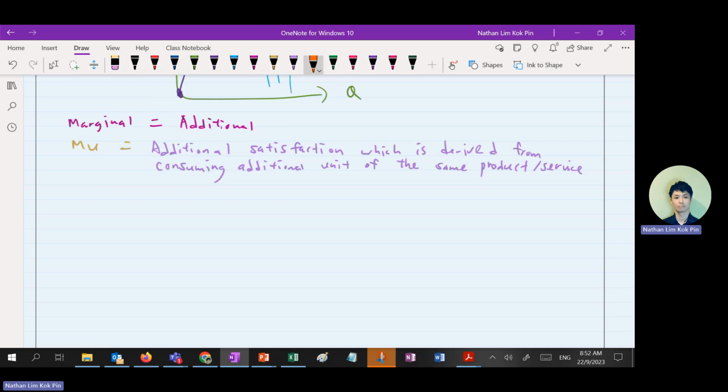Basically, it's just the same. So MU has its own formula. MU is a gradient. So it's always change of y over change of x, which is change of TU over change of Q. This is the gradient formula. And in order to make TU maximum, MU must be equal to 0. When MU equals 0, TU will be maximum.